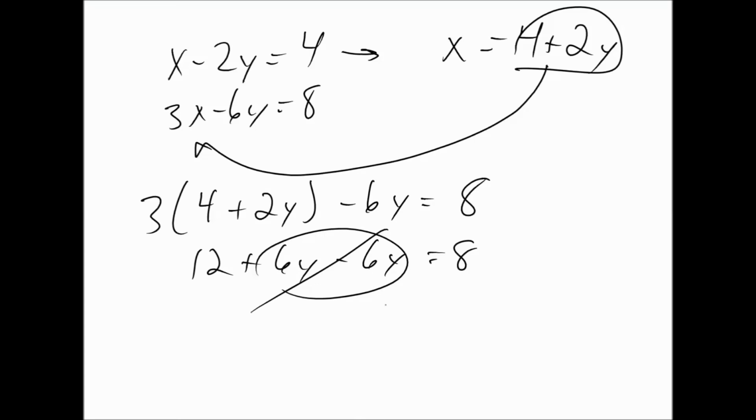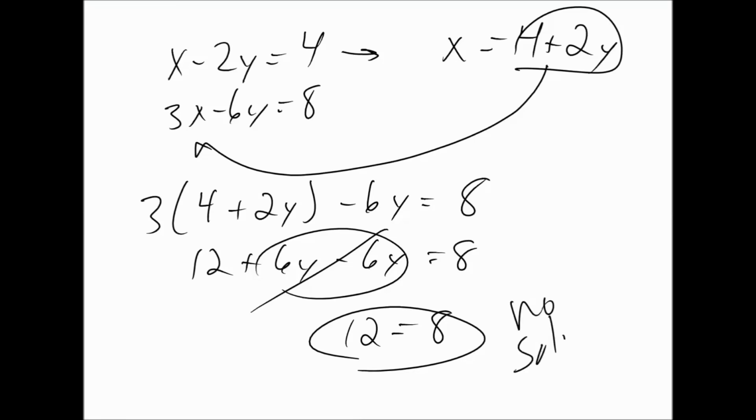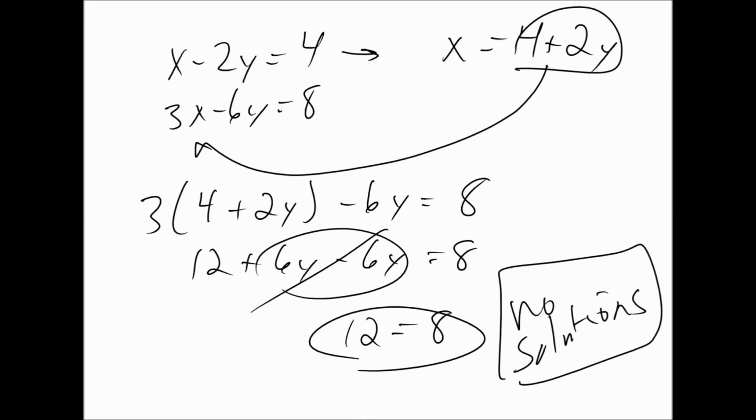6y minus 6y is actually 0, and we're left with 12 equals 8. And when you see something that says 12 equals 8, you know this is a lie. This can't be true. So when this happens, we say there are no solutions. Those lines are probably parallel, they never cross, and there's no solution. Let's look at one more example.